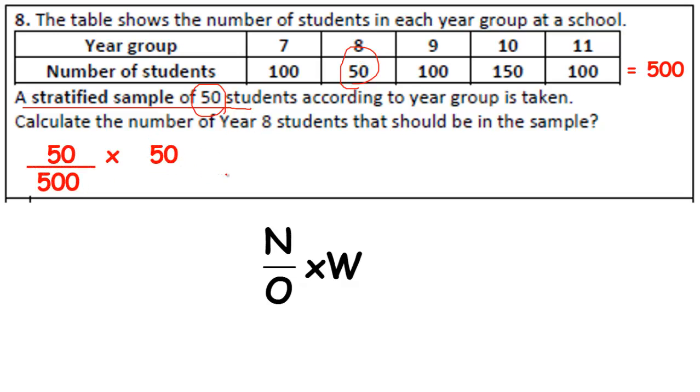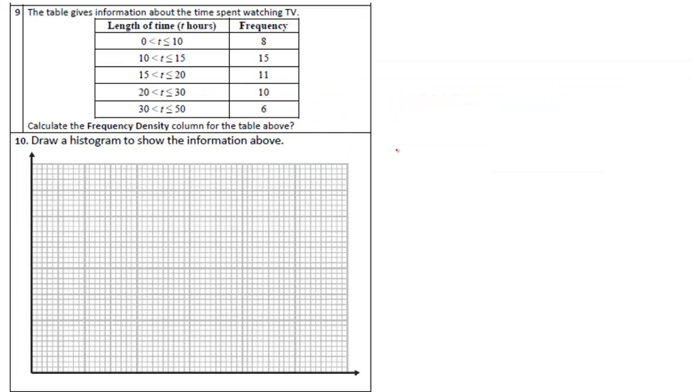the number of year 8 students, which is 50. When I work that out, I've got bang on 5. Don't need to do any rounding or adjustment. So my answer is going to be 5 students. Okay, be very careful with this. Make sure you know how to do it and make sure you can get full marks when you're doing this type of question.